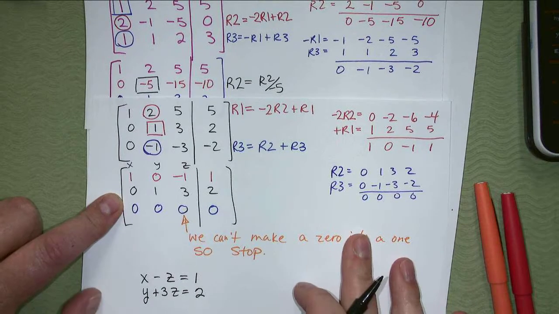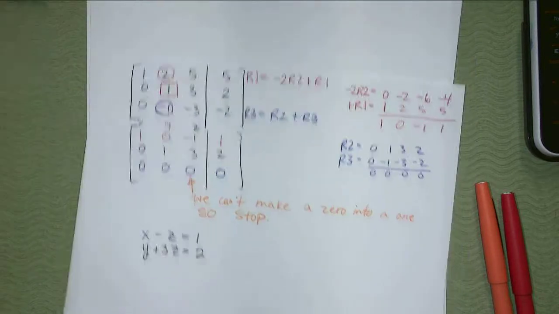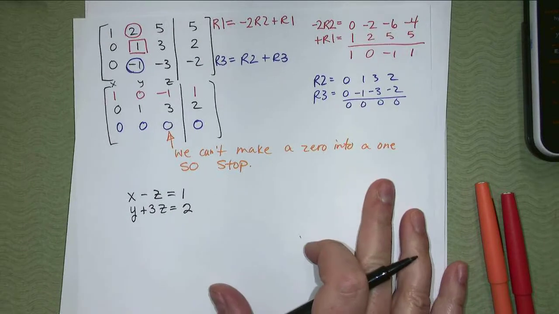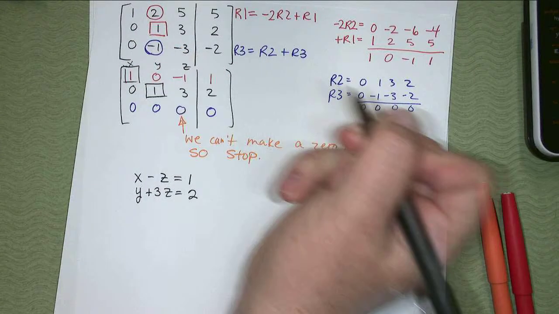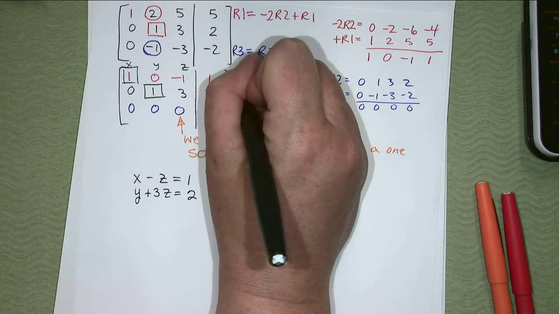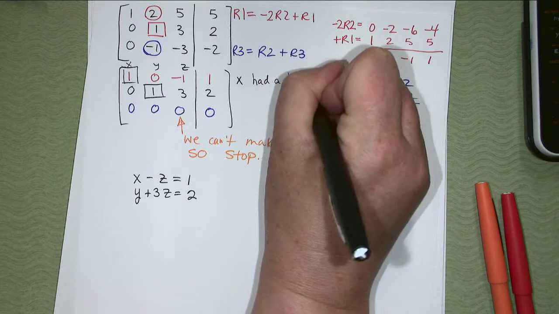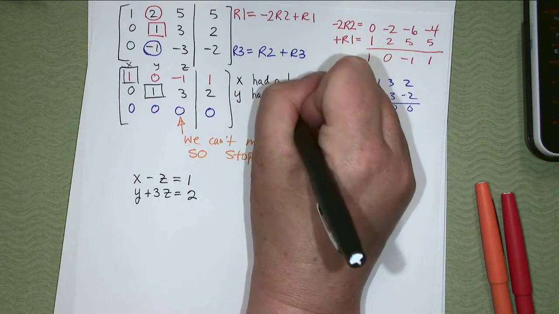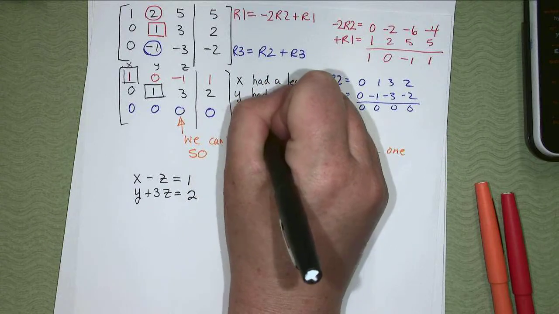Okay, so there's a lot more things we can do with these reduced forms. We're just doing one thing with the reduced form in this class. Let's just put a square around the lead ones. So, x had a lead 1. Do you agree? And y had a lead 1. Z had no lead 1. Do you agree with that?